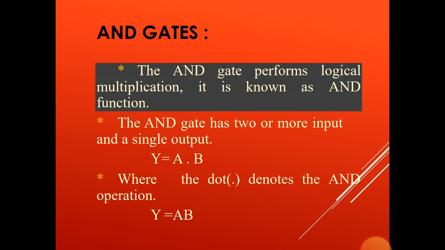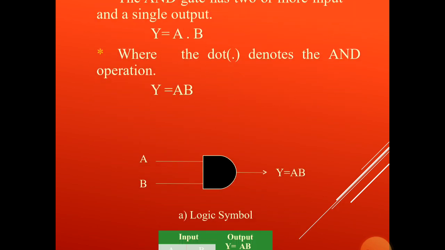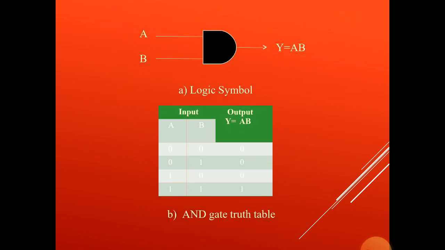Now, next is the gate called the AND gate. We said the AND gate is the gate which performs the logical operation called multiplication. So, two inputs A and B are given to the AND gate. The AND gate output Y will be the multiplication of the two inputs A and B. So, Y equals A dot B. Here dot is called the multiplication product. This is the logical symbol of the AND gate.